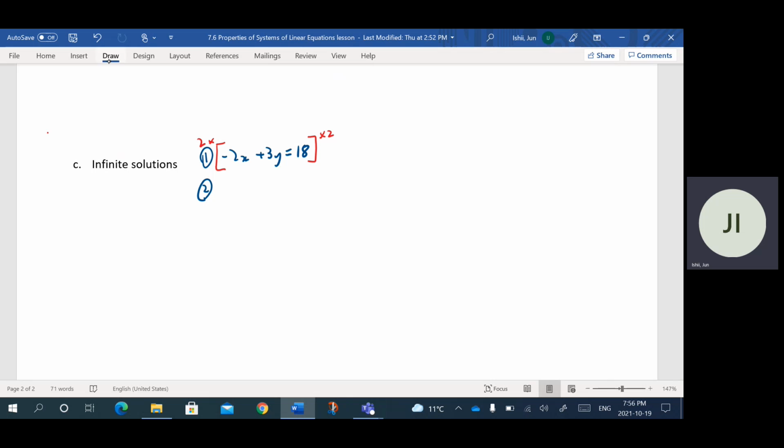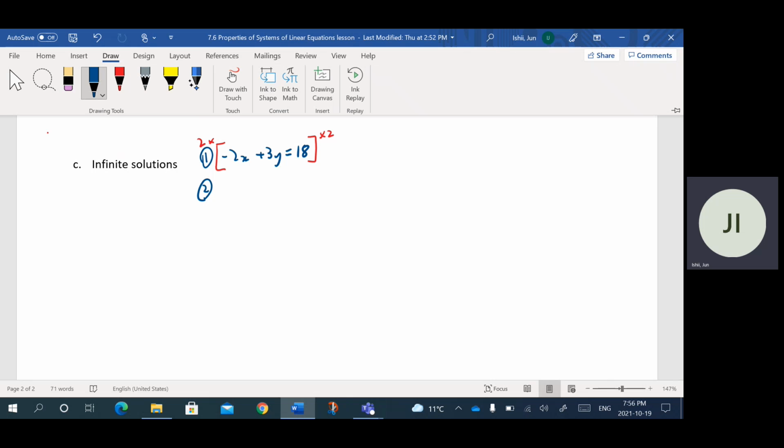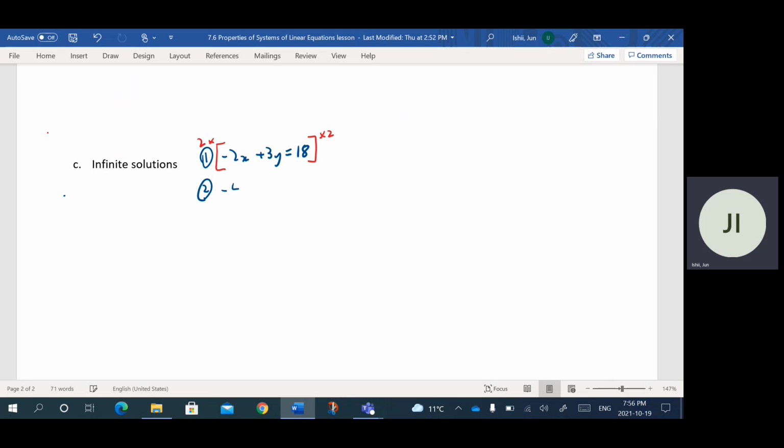So for instance here, if I multiply through by 2, my second equation is negative 4x plus 6y equals 36. So this is technically a different equation, but it's the same line, same graph, as long as you multiply through by the same number.